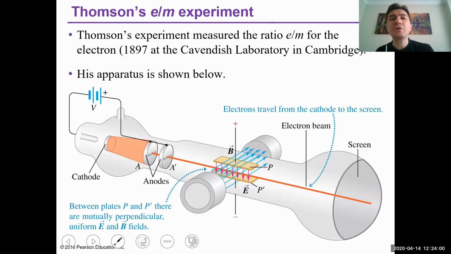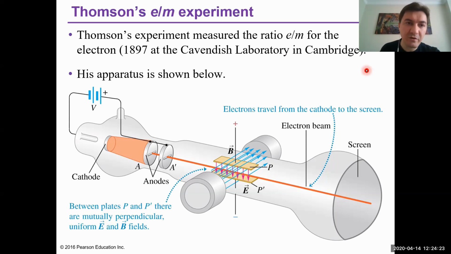Okay, now let's continue with Thomson's e over m experiment. This is another example, very easy to understand. The mechanism is the same, so just try to concentrate. Thomson's experiment measured the ratio e over m for the electron in 1897 at the Cavendish Laboratory in Cambridge, England. e is the charge of the electron, m is the mass of the electron, and with that experiment, Thomson got that result.